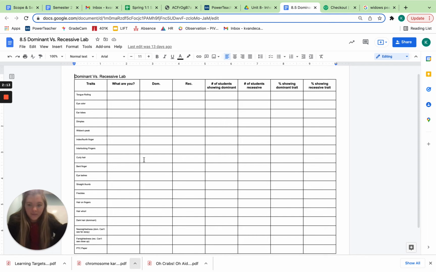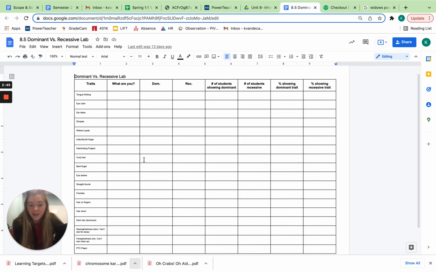The last one we're going to be doing is PTC paper. This is special paper, and you're going to put the paper in your mouth. If you choose not to do this one, that's fine. But if you put the paper in your mouth, you're either going to taste it and it's going to taste bad, or you're not going to taste it at all. If you are able to taste the paper, that means you are showing the dominant trait. If you cannot taste the paper, you're showing the recessive trait. With this, please don't take a whole piece of paper. You can easily split the paper with a partner, and then just take it off your tongue and throw it away, please. If I come back and find pieces of tongue paper all over my classroom, I'm going to be upset.